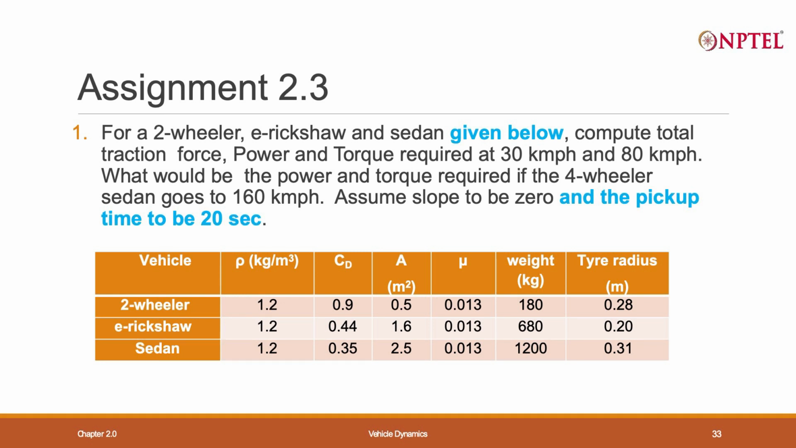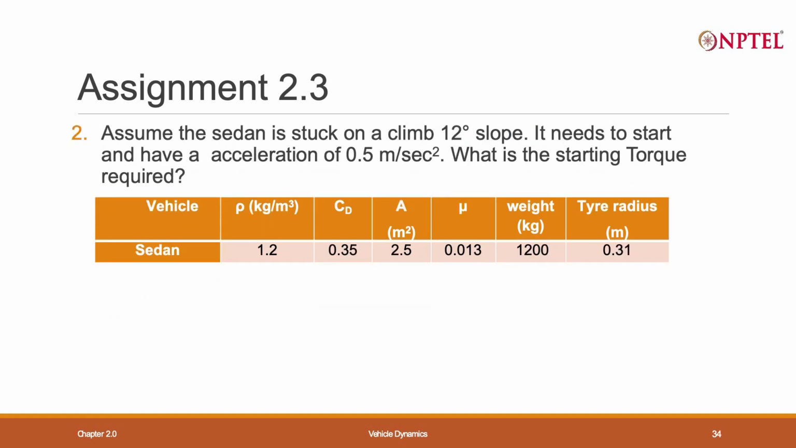We have shown how to compute traction power and torque at different velocity. Given a certain wheel radius, what would be the power and torque required? We are basically asking you to learn to compute, to get some feel of numbers.